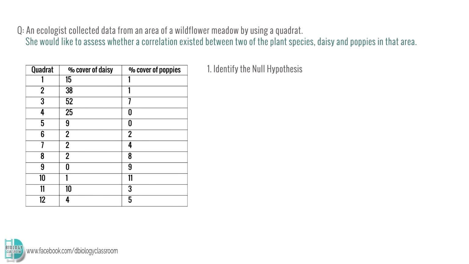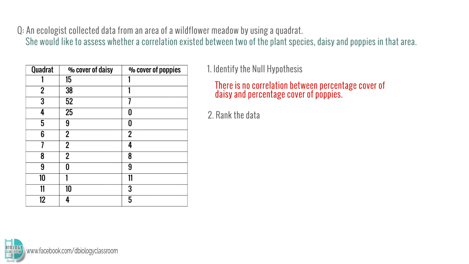First of all, we have to identify the null hypothesis. We assume that there is no correlation between them. So the null hypothesis sounds like this. There is no correlation between the percentage cover of daisy and the percentage cover of poppies. Then, we need to rank the data.